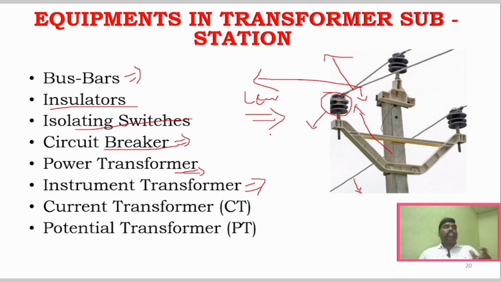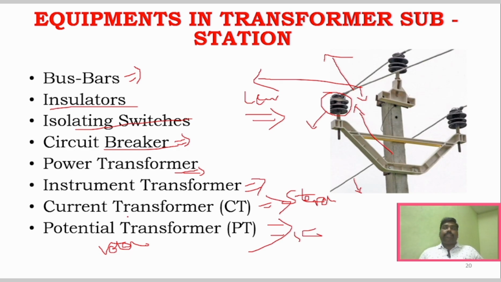So when we say instrument transformer, it can be a current transformer or potential transformer. Potential transformer can also be called as voltage transformer, right? So this is also a step down transformer, and this is also a step down transformer.